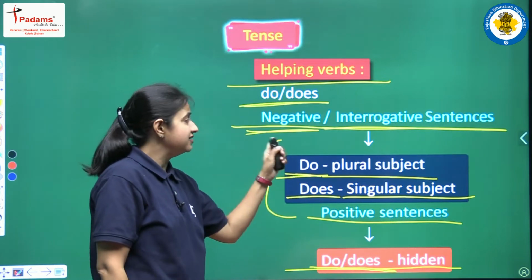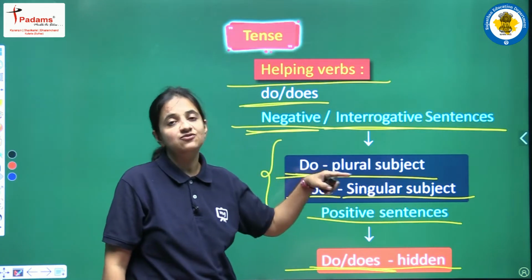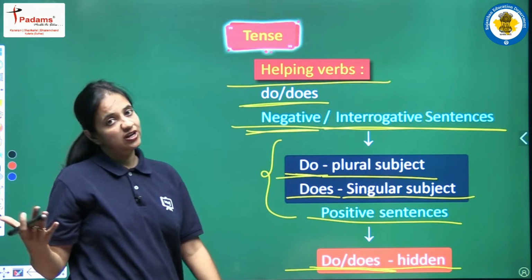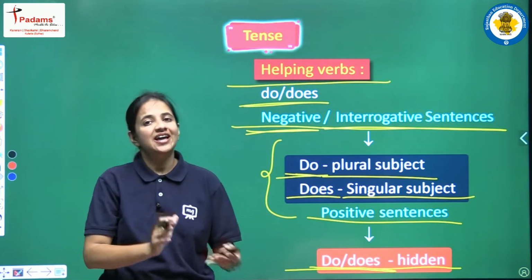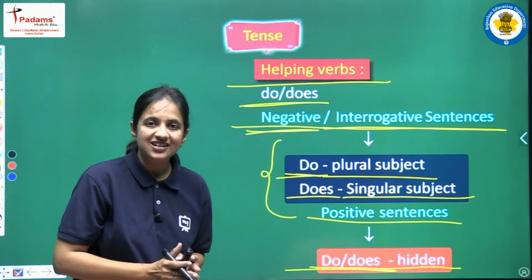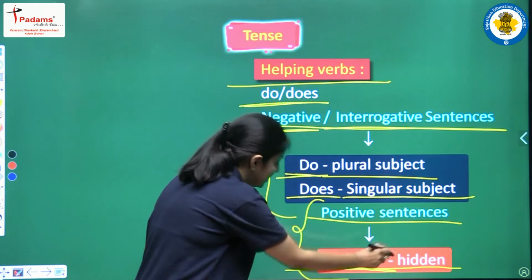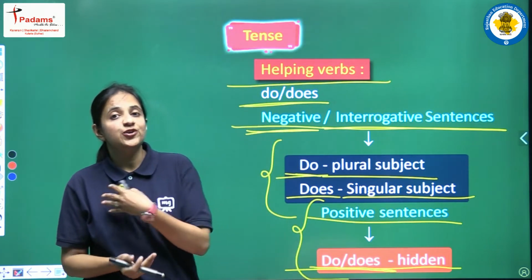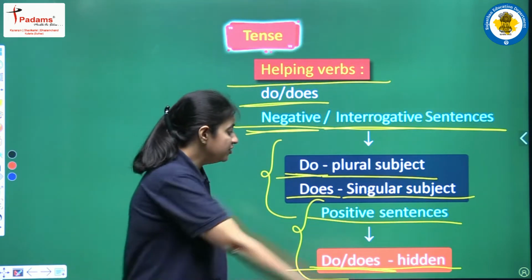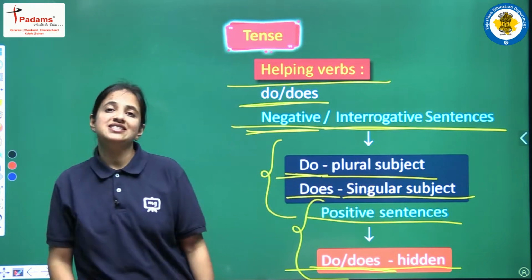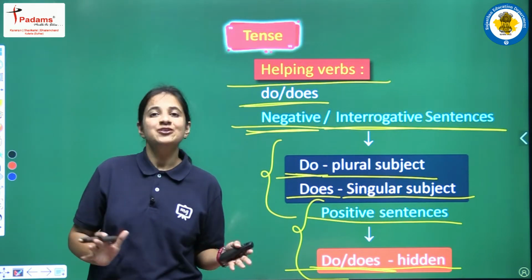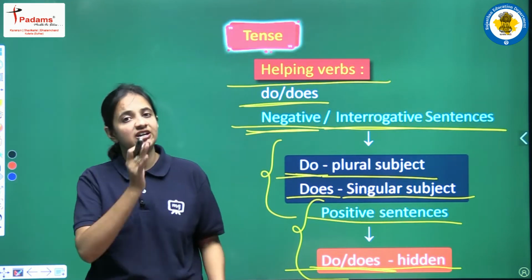Next thing is, if our sentence is a negative one, or if our sentence is an interrogative sentence, then we will use do for the plural subjects. Plural means a subject that is more than one, and if the subject is singular, then we will use does. But if the given sentence is a positive sentence, it means in that sentence there is neither not nor a question mark, that is a simple positive sentence, a kind of statement. At that time we don't use do and does. Do and does, or we can say our helping verb, is hidden in that sentence. Clear? We will see some examples also, to clear all these things.